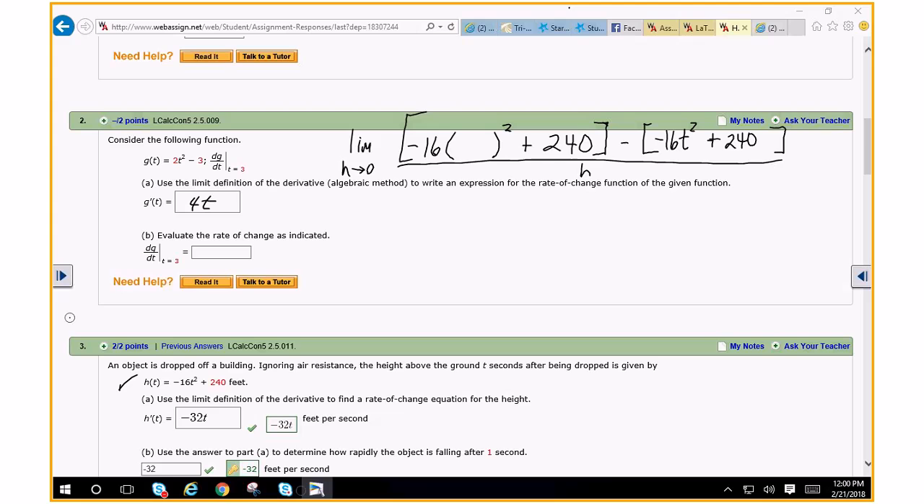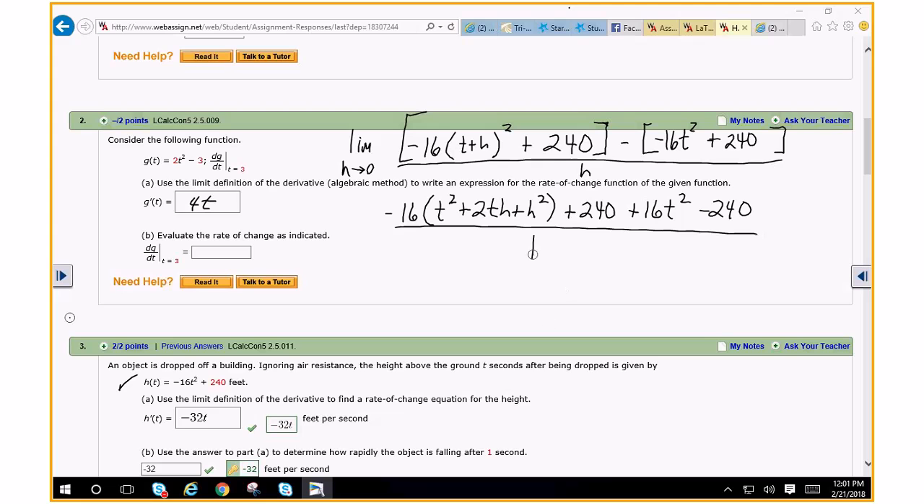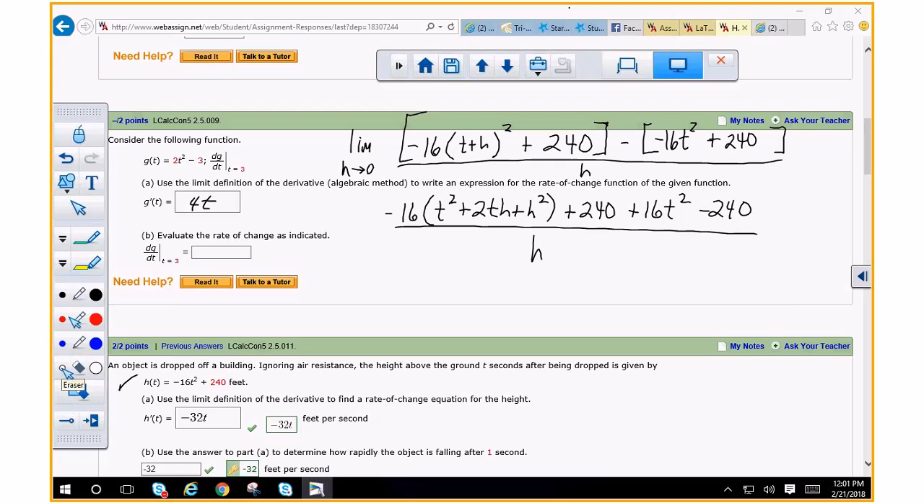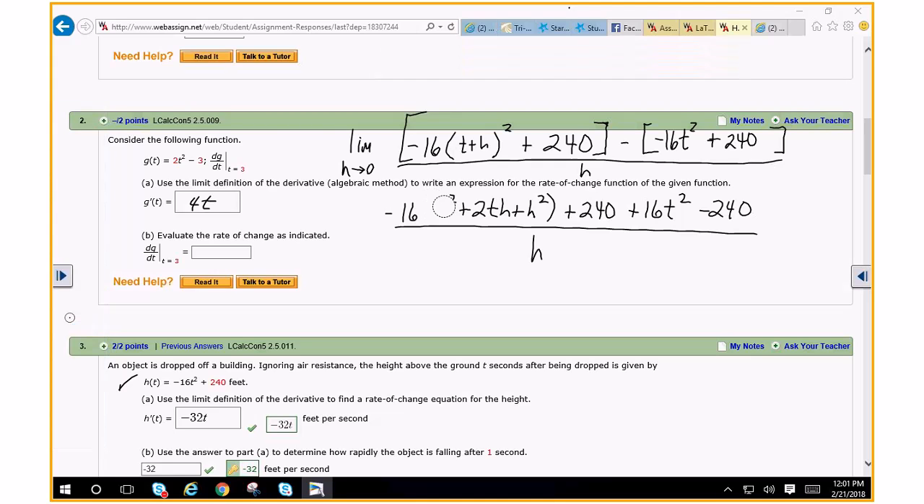Okay, so I'm going to plug in t plus h again right here. That's going to give you negative 16 times t squared plus 2th plus h squared, parentheses, plus 240. I'm going to go ahead and distribute that. That's going to be plus 16t squared minus 240. I think this is the one we did yesterday. Over h. And I'm just going to put that 16 here. Of course, I know this thing's not going to cooperate, so let me just go ahead and hit the eraser, and I'm going to put that there, 16t squared.